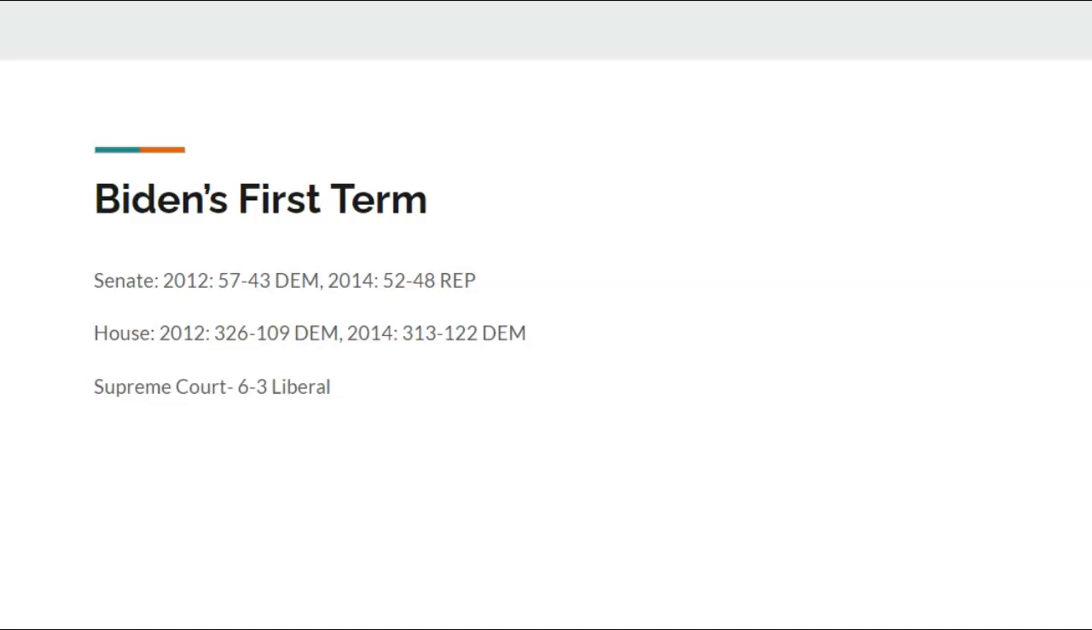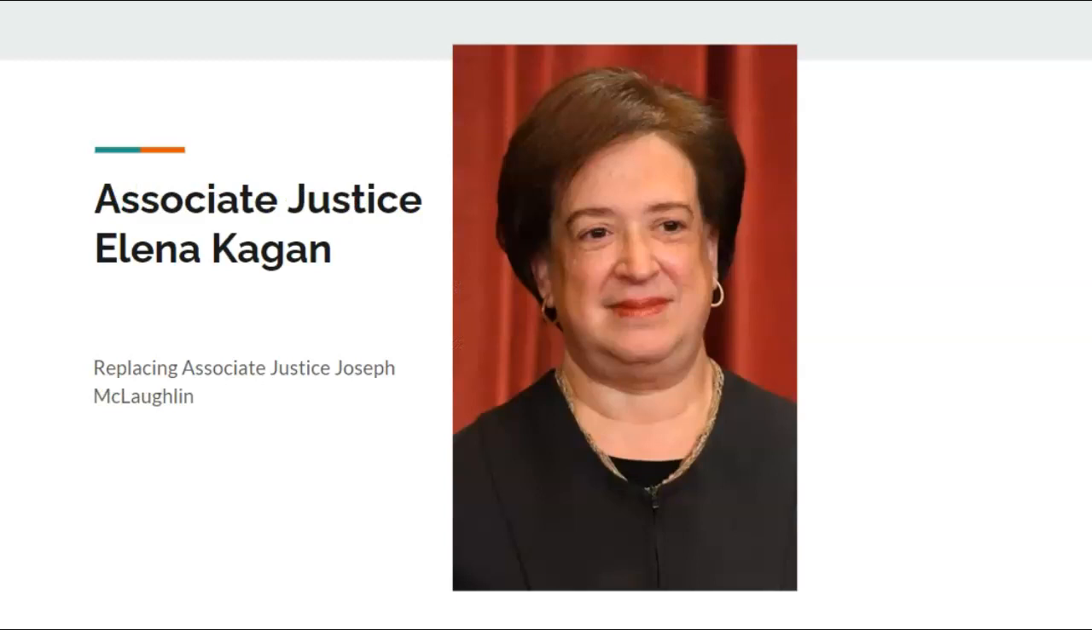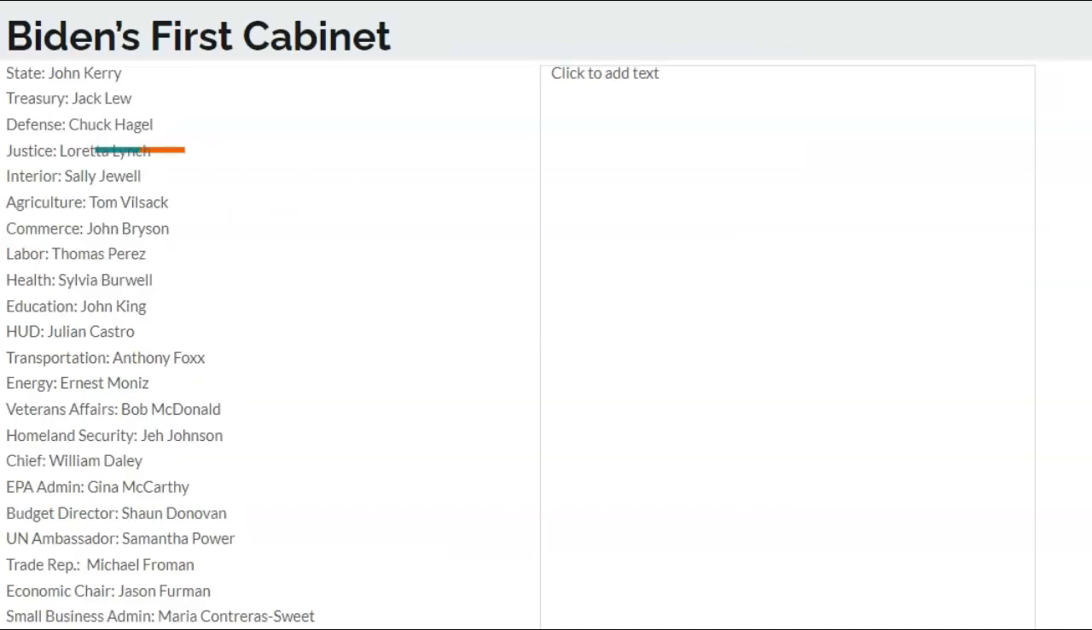And the Supreme Court is 6-3 liberal, as Biden gets to nominate another judge. That is Elena Kagan. She would replace Justice Joseph McLaughlin. And here is Biden's first cabinet.